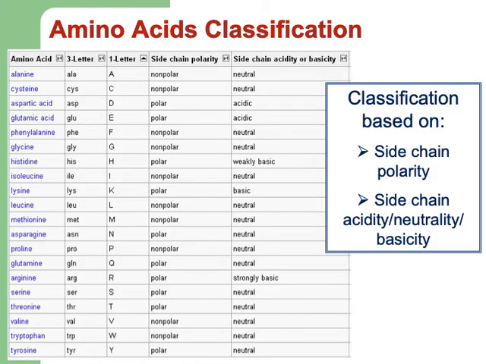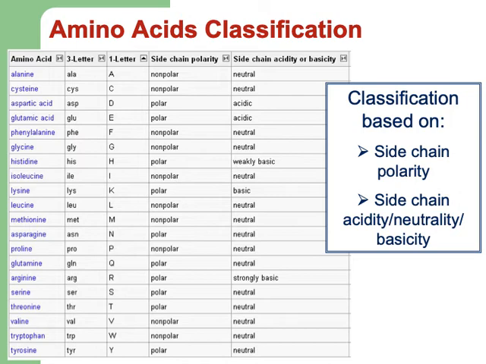Now let's discuss amino acid classification. Classification is concerned with two aspects. Firstly, side chain polarity, and secondly, the side chain pH, whether it's acidic, basic, or neutral. Polarity, as you can see, is the fourth column to the right. Side chain polarity, we have nonpolar, polar, nonpolar, polar, all of these.